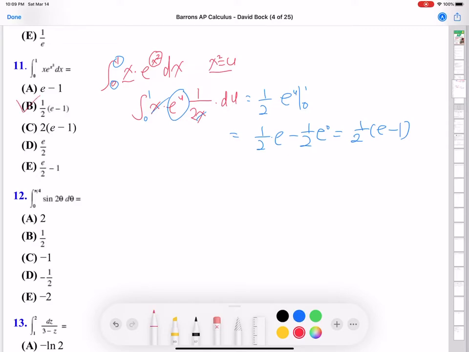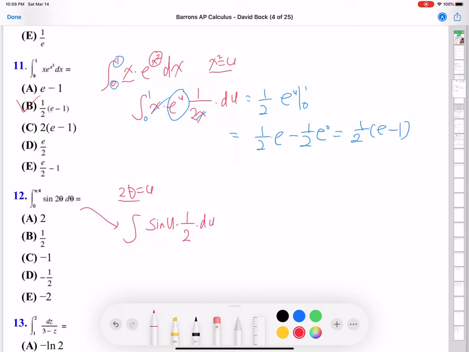Next, number 12. Integral 0 to pi over 4 sine 2 theta d theta. It's kind of u substitution as well. So I let 2 theta be u part. So it will change to integral sine u. And then you have to change d theta to du. So 1 over the derivative of u part, which is 2 in this case, and then du.